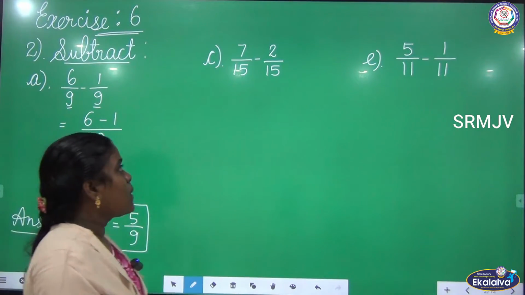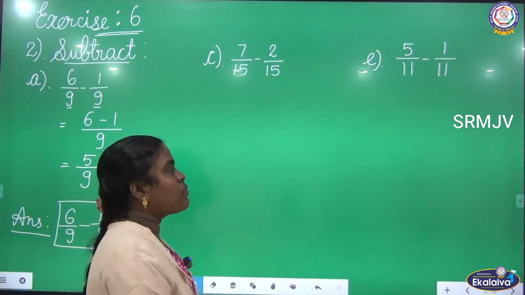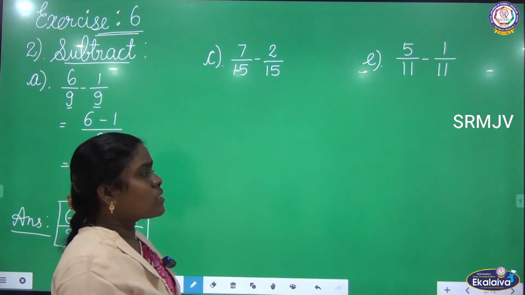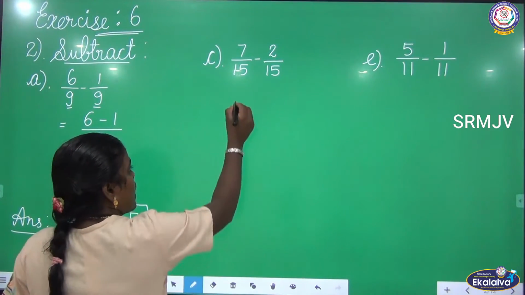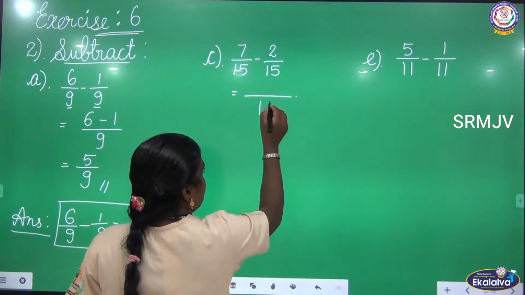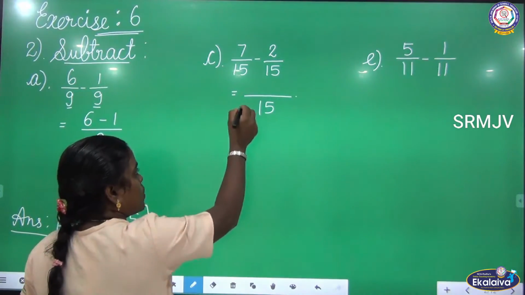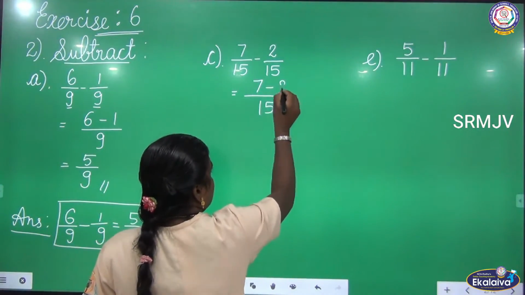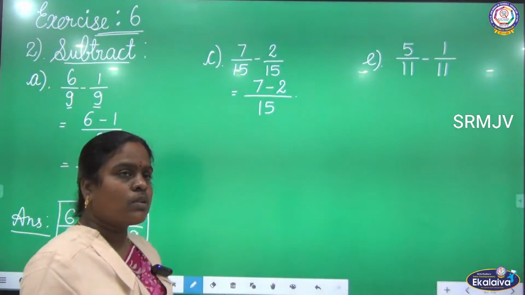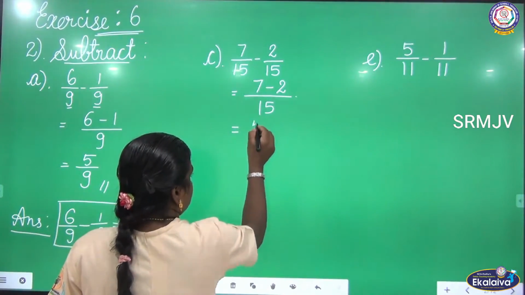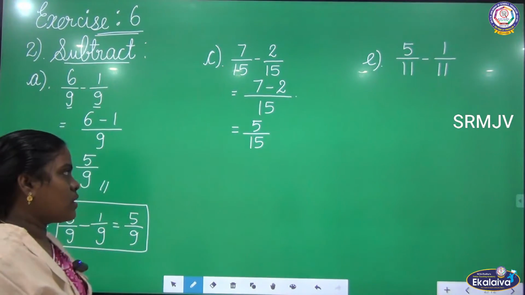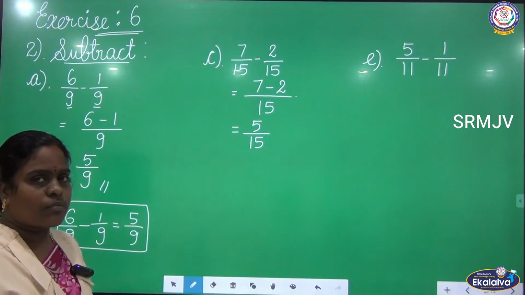So next question, the like fractions are 7 by 15 minus 2 by 15. So we are going to subtract only the numerators and the denominator remains the same. 15 is the denominator and the numerators are 7 and 2. So now subtract the numerators. 7 minus 2 is 5. 5 is the numerator, 15 is the denominator. So the answer is 5 by 15.